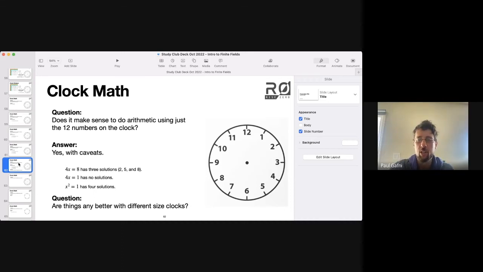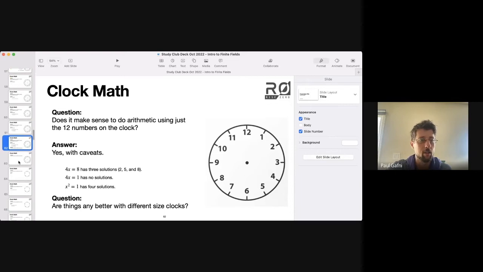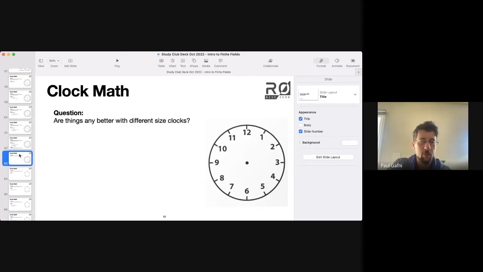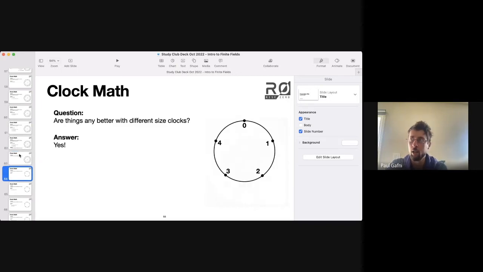So we started with this 12-hour clock because that's the clock that we all know and use. But it turns out that if we change to a different size clock, things actually work out a lot cleaner. Prime-sized clocks in particular make fields.